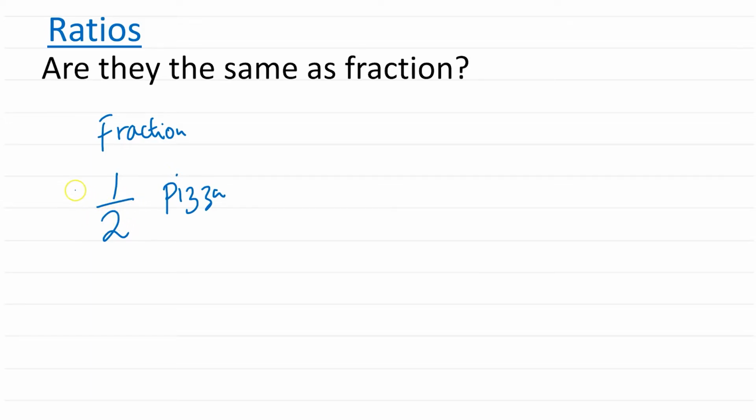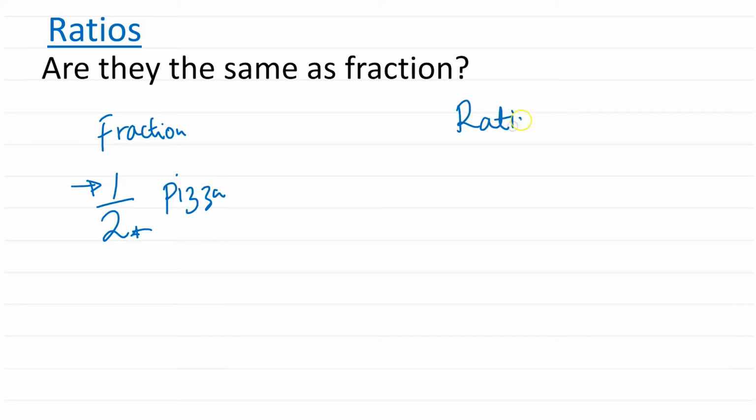What does this mean? I have a whole pizza. The number on top represents one pizza. And this pizza has been divided into 2 parts. So you'll have 2 slices of pizza. This is what it means. So there are 2 parts out of 1 pizza.